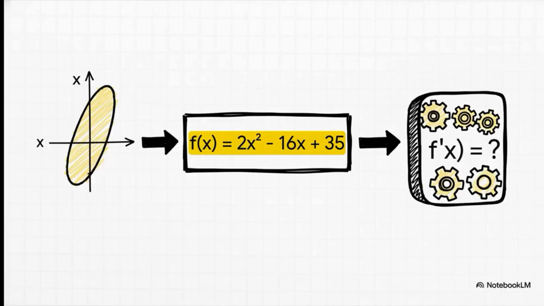Here's our function for today. It's a parabola, so it's a nice curvy graph. Our mission, should we choose to accept it, is to find a new function, we'll call it f prime of x, that acts like a little slope-finding machine. It'll tell us the slope of this curve for any value of x we can dream up.